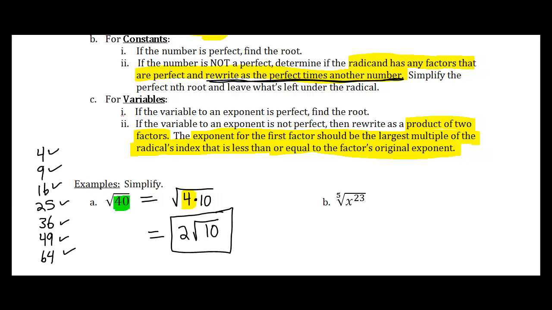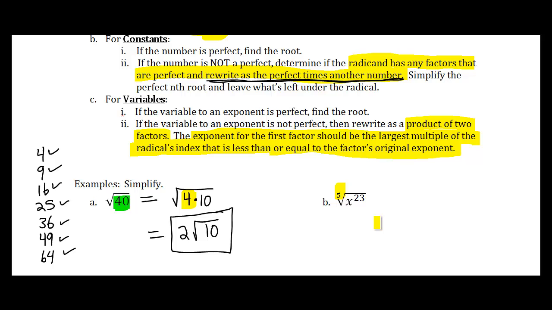Part B, we have the 5th root of x to the 23rd. Now, what we normally say is we look at the index, which is 5, and we try to divide 5 evenly into 23. Well, 5 doesn't go evenly into 23, and that means it's not a perfect 5th. That's the 5th root. It's not a perfect 5th.